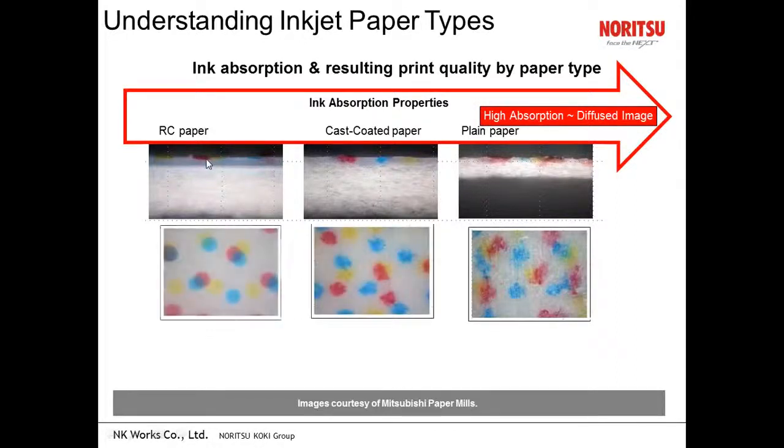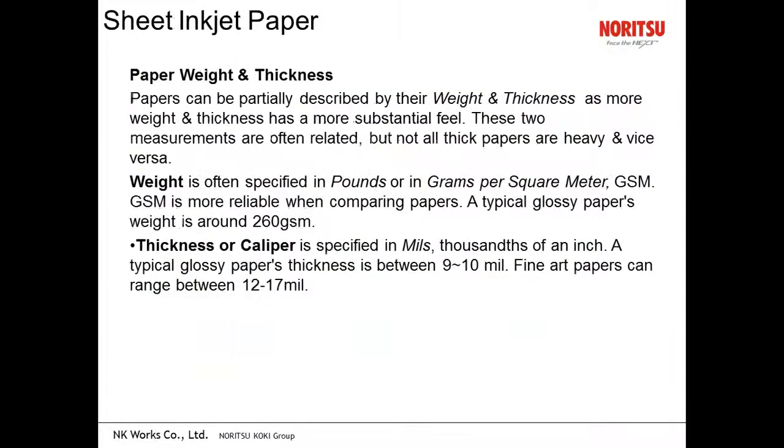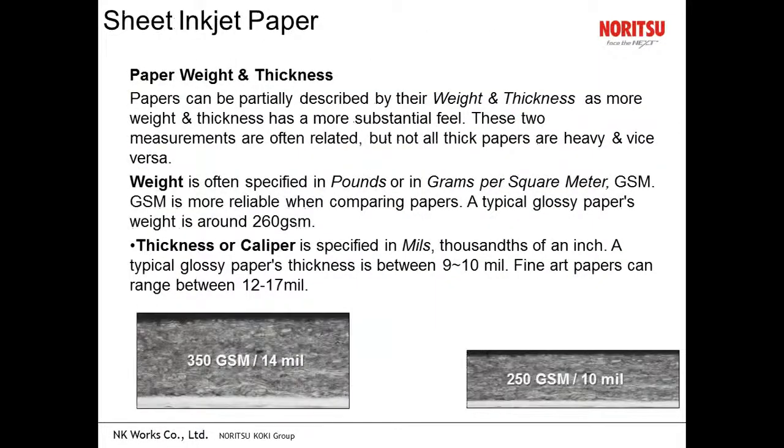What does that mean for sharpness? Well, it's quite evident in these images here. We can clearly see the dot gain and loss of sharpness, improved in the cast-coated paper, and a very clear, tight dot in the RC paper. And that simply is why RC paper is sharper than all the other papers on the market.